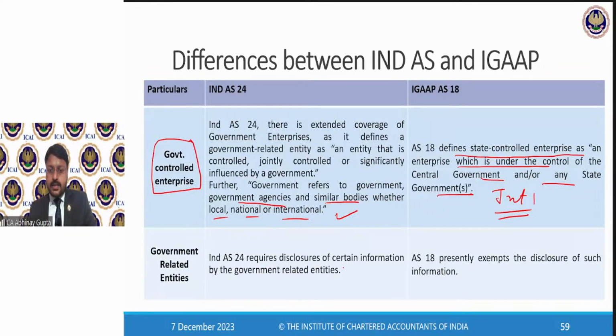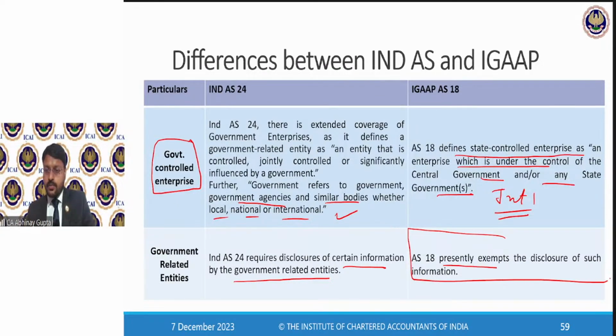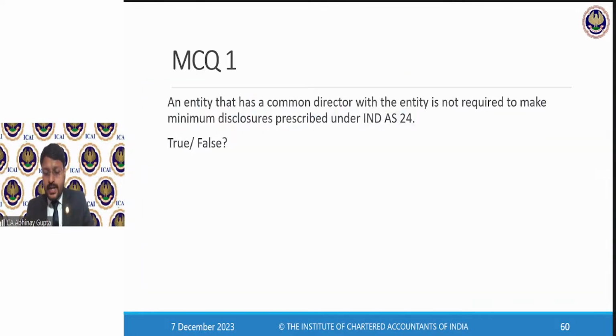For government-related entities, certain information is required to be disclosed. AS 18 presently exempts the disclosure of all the information with the government or government-related entities, right? So there is an exemption under Ind AS, but certain disclosures are still required, right? So that's all on the comparison and on the standard.